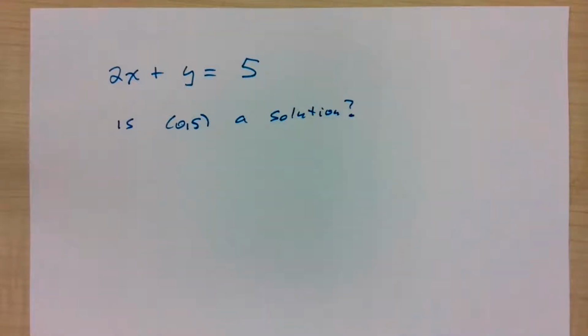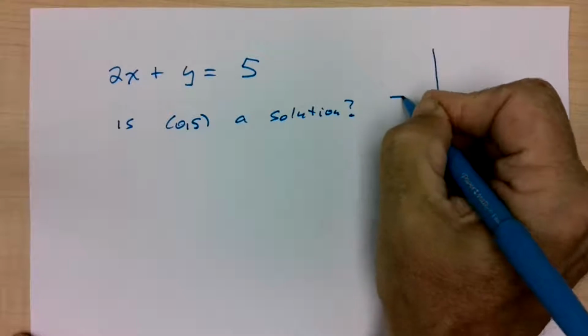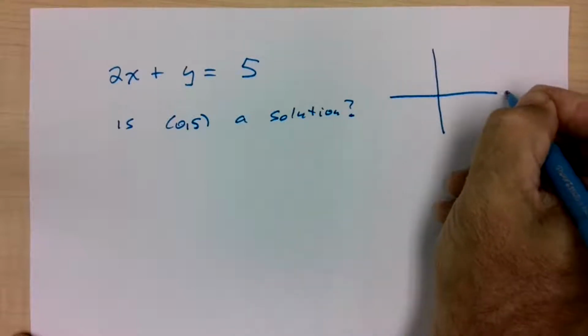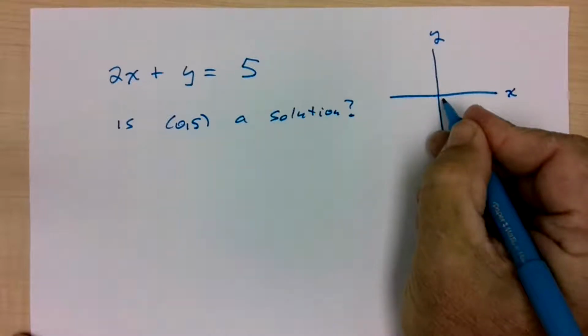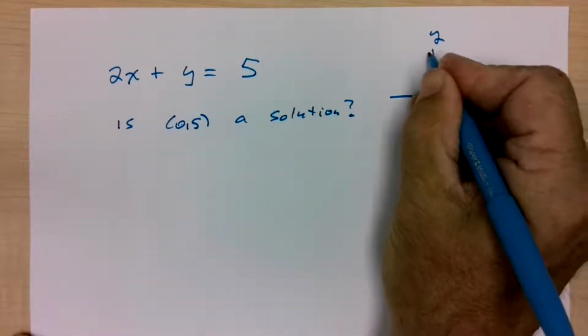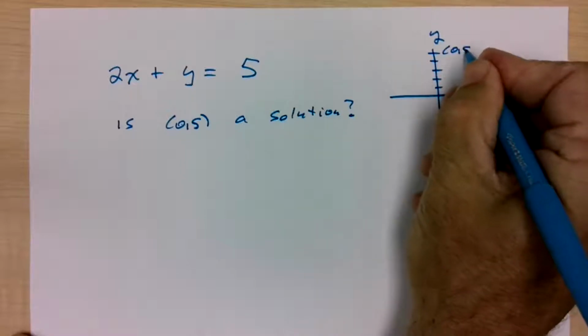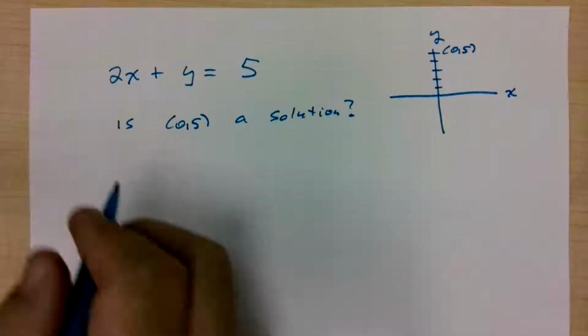So let's see, where is (0, 5) if we plot (0, 5)? 0 on x, remember here's the x direction, here's the y direction. 0 in the x direction, 5 in the y direction, 1, 2, 3, 4, 5. So this is the point (0, 5). Is (0, 5) a solution to this question? Well, let's take a look.